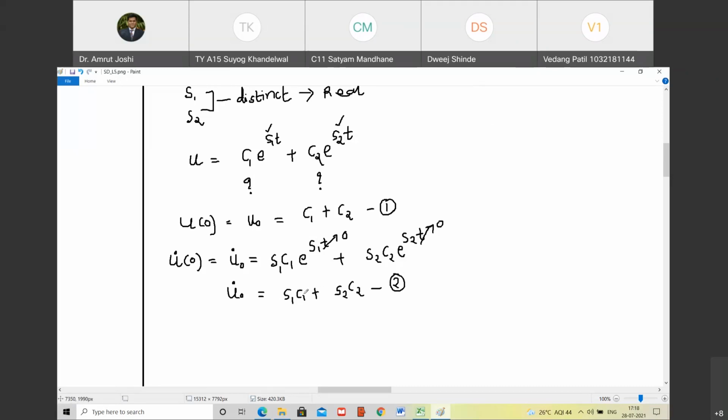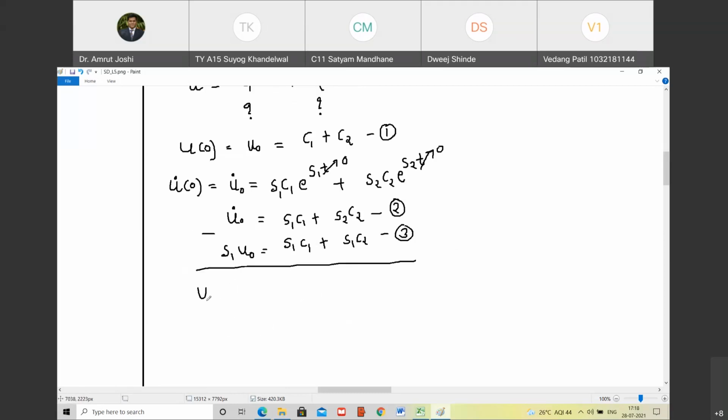S1 and s2 are known quantities. C1 and c2 are unknown quantities. U0 and u0 dot are known quantities. Yes. Only unknowns in these two equations are c1 and c2. How do you solve this equation? Tell me. So multiply first equation by s1. Happy? Yes. So I get s1 u0 is equal to s1 c1 plus s1 c2. Happy? Yes, sir. This is the third equation. How did I obtain the third equation? By multiplying equation number 1 by s1. Happy? Yes, sir. And subtract 2 and 3.